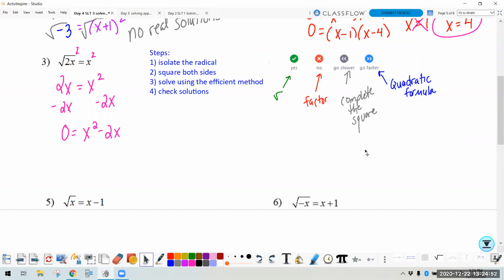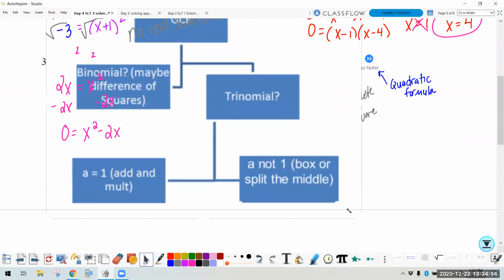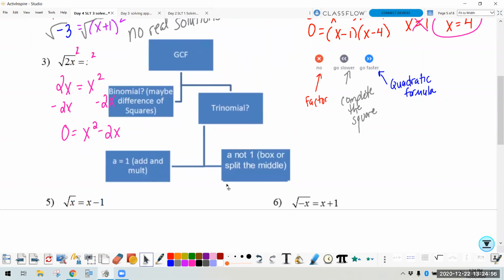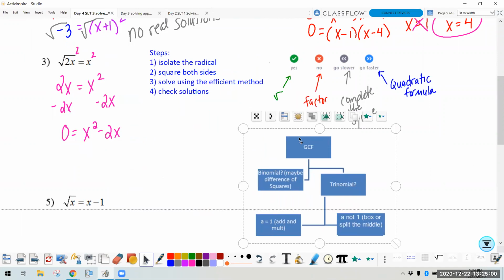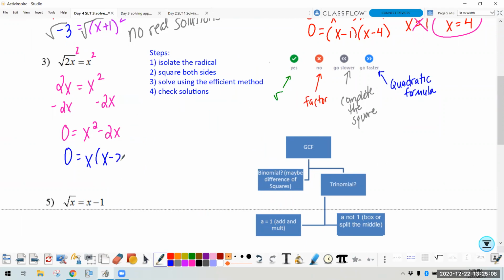Hayden, you were right. It can factor. There's a greatest common factor. Don't forget to check for that. You can factor out an x. GCF, like your seatbelt in the car. Always check for greatest common factor.